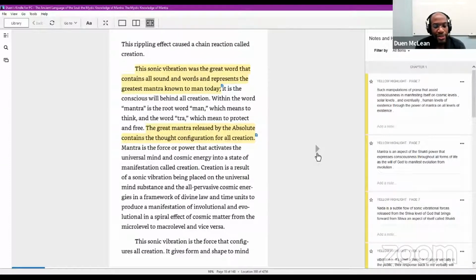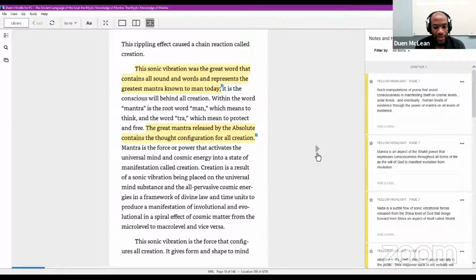Within the word mantra is the root word man, which means to think, and the word tra, which means to protect and free. The great mantra released by the Absolute contains the thought configuration for all creation. Mantra is the force or power that activates the universal mind and cosmic energy into a state of manifestation called creation. Creation is a result of a sonic vibration being placed on the universal mind substance and the all-pervasive cosmic energies in a framework of divine law and time units to produce a manifestation of involutional and evolutional in a spiral effect of cosmic matter from the micro level to the macro level and vice versa.